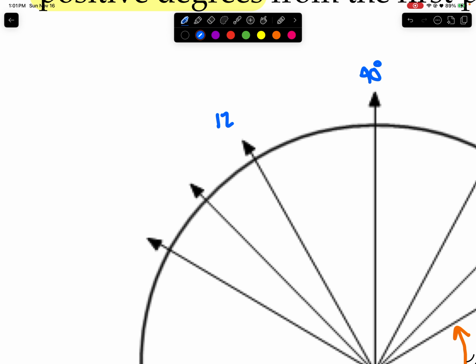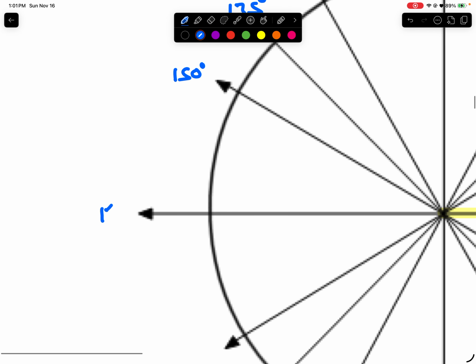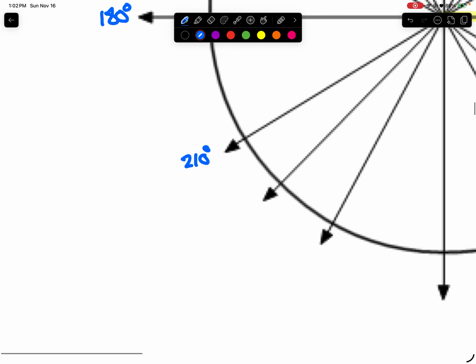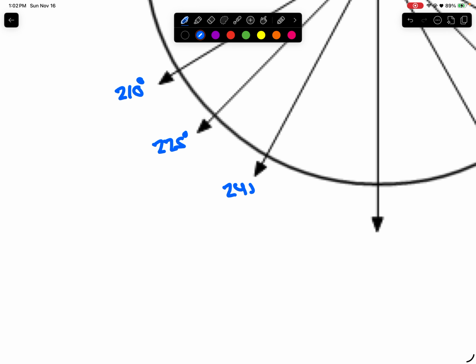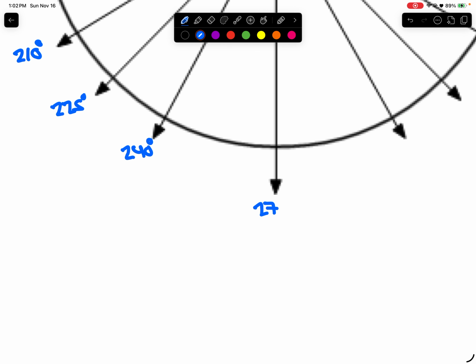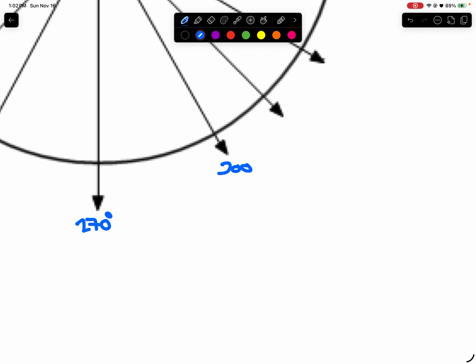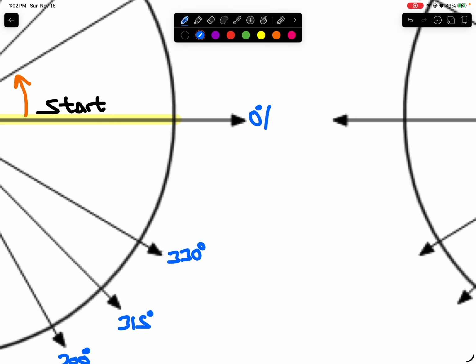So this is going to be 120 degrees, 135 degrees, 150 degrees, and then when we are straight across, we have 180 degrees. Then in quadrant 3, we have 210 degrees, 225 degrees, 240 degrees, and then 270 degrees when we're on the negative y-axis. And then we're going to 300 degrees, 315 degrees, 330 degrees, and then when we come all the way back, we have 360 degrees for a full rotation or a revolution.